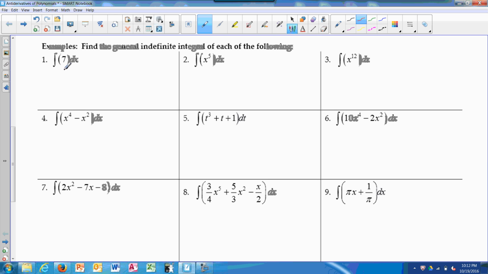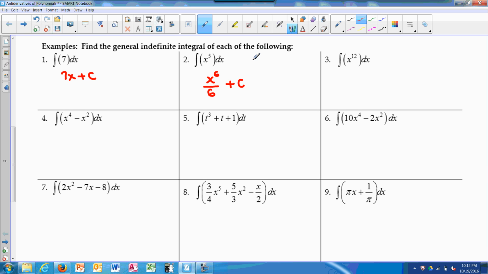If I have 7, this integrates back to be 7x plus c. I can check because if I take the derivative of 7x plus c, I get just plain 7, and the derivative of a constant is 0. For the power rule, I'm going to add and then divide. And then I have to remember my plus c.